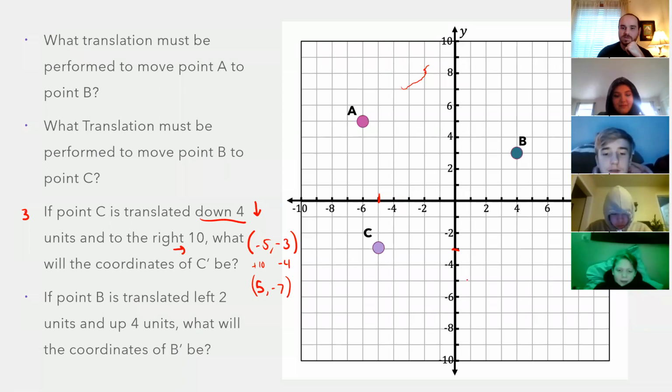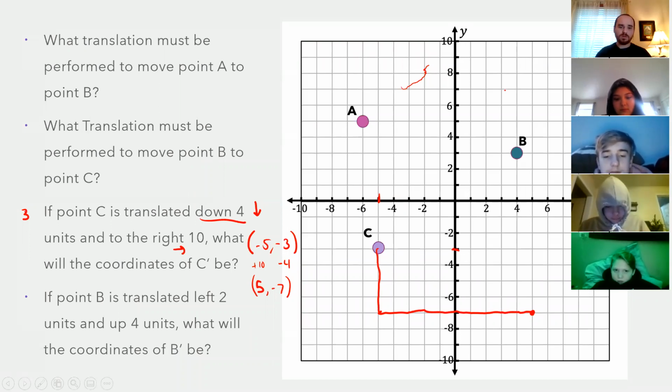Now, since I have a graph right here, we can graph this point. That would be right here, and we can check. If we're going to go down 4, that's 1, 2, 3, 4. And then to the right 10, 1, 2, 3, 4, 5, 6, 7, 8, 9, 10. Look at that. We hit our point exactly.